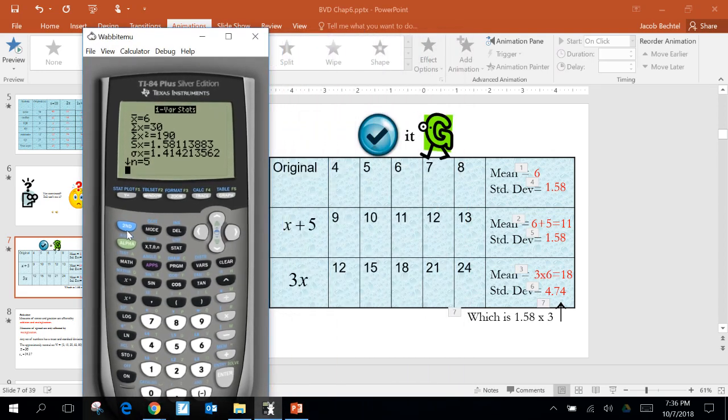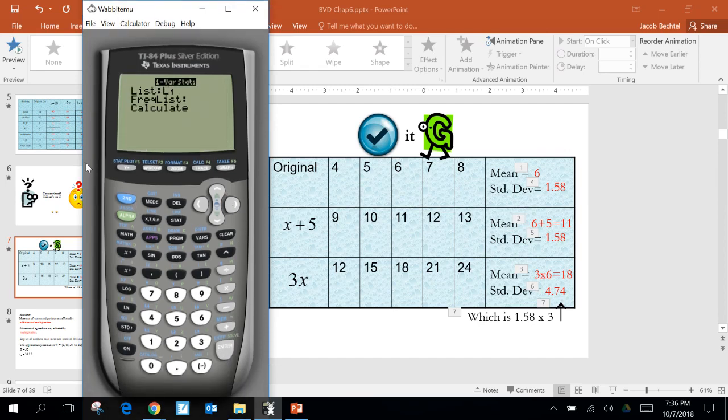Now if I did it for my data, where I added 5 to everything, that's calculate, one variable, but now it's L2, so I click second 2 to change that. Frequency still blank, tell it calculate. My mean's 11, it got 5 added to it. My standard deviation is still 1.58, nothing changed.